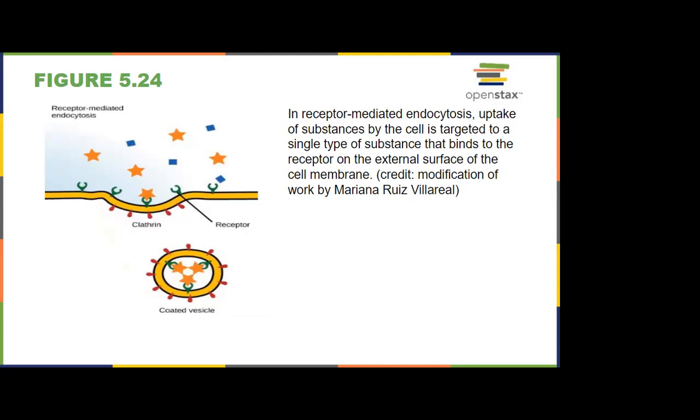So if you only want these molecules to come in when they're at certain levels, there are receptors that bind to them, and only once a certain number of receptors are found does the internalization process happen. We see this inside our retinas, which is how we recycle rhodopsin, one of the proteins involved in our visual system. So, receptor-mediated endocytosis.